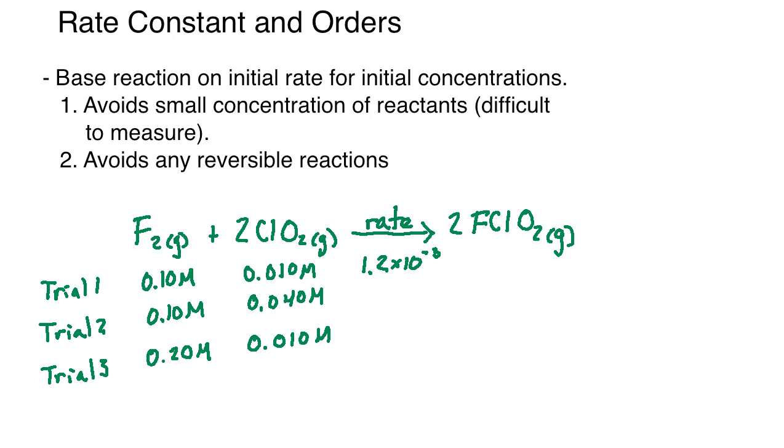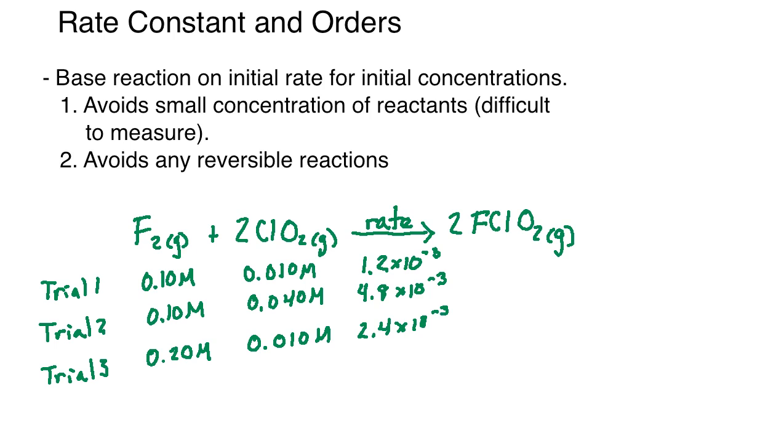If we do the second set where we multiply the chlorine dioxide by 4, it turns out that the rate is approximately 4.8 times 10 to the minus third molarity per second. And then when we go to Trial 3, it is going to be 2.4 times 10 to the minus third molarity per second. So those are the rates that we have here.